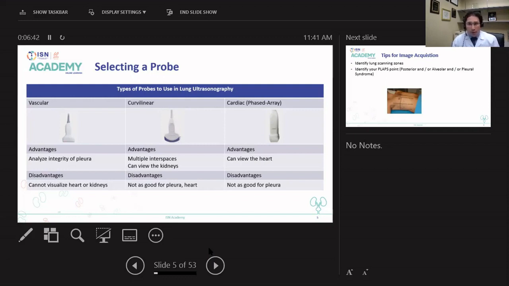The cardiac or the phased array probe is similar. One of its big advantages is that you can see the heart. It has a small footprint, and so it can squeeze nicely in between your rib interspaces. And the disadvantage is that, again, it's not great for looking at the pleura.